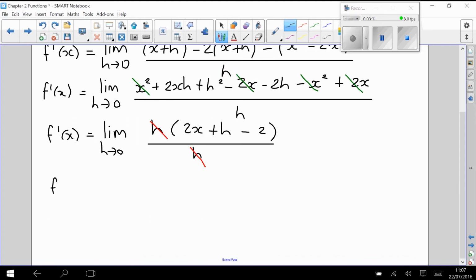So the derivative is going to be 2x plus 0 minus 2. And simplified, that's going to be 2x minus 2. What that means is, if I'd wanted to find the gradient of a tangent at any point on my curve, I would have had to substitute the x value into this new expression, and I would have got the exact gradient of that tangent.